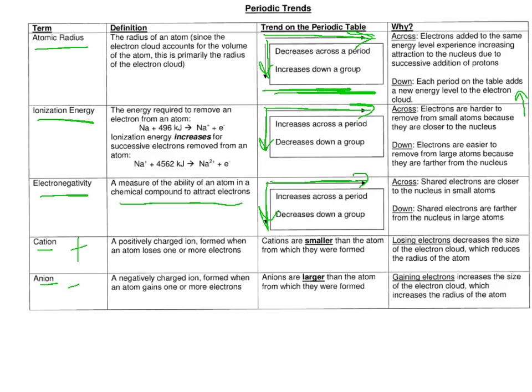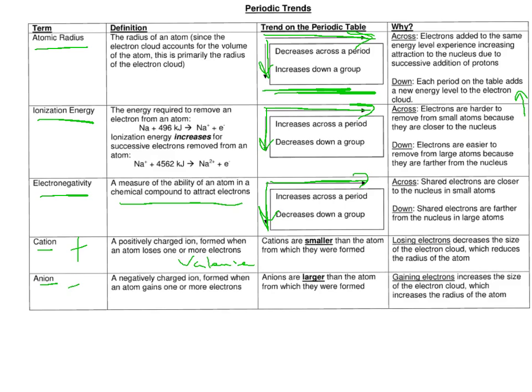Okay. With cations, a cation is a positively charged ion formed when an atom loses one or more electrons, and these would be valence electrons that we're talking about here. And the cations are smaller than the atom from which they formed. So a sodium ion is going to be smaller than a sodium atom. Reason? When I lose electrons, that decreases the size of the electron cloud, which reduces the radius of an atom. If you reduce the radius, your outer level electrons are going to be closer to the nucleus. That makes it a stronger attraction.